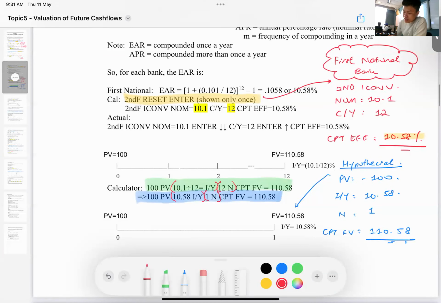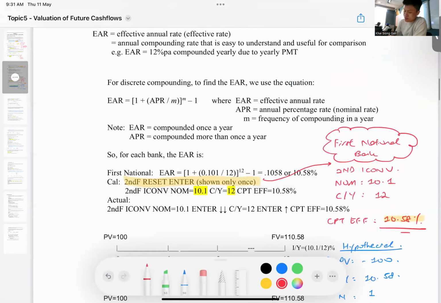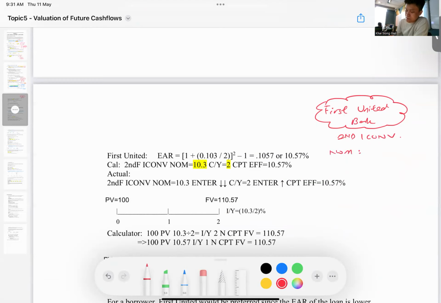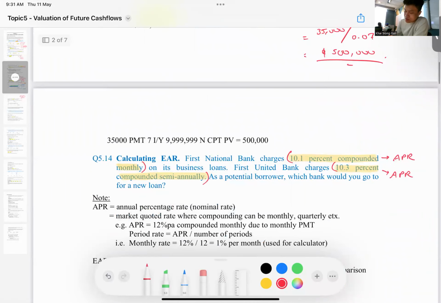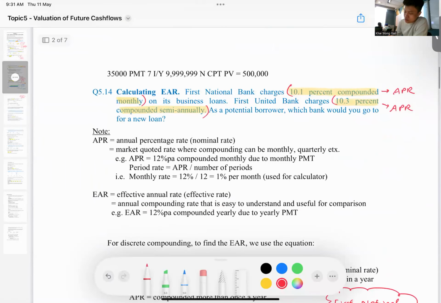Okay, let's continue with another one. First United Bank. Second icon. Nominal rate is how much? 10.3% compounded semi-annually. 10.3, okay.